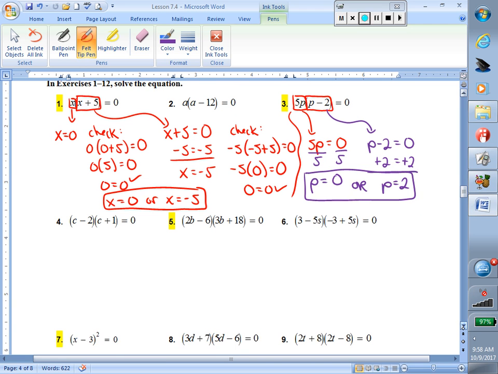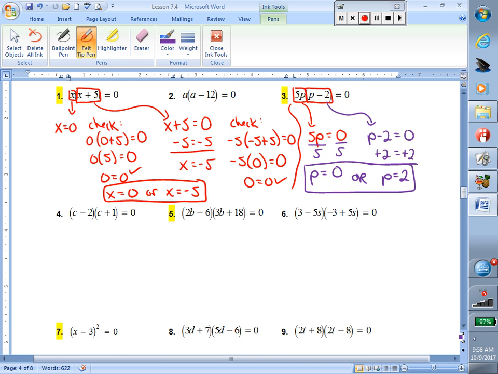Now the first few we've had some nice one-step little equations to solve. Now in number 5, we crank things up just a little bit. I'm multiplying 2b minus 6 times 3b plus 18. If I can get either of those binomials to equal 0, that entire left side will equal 0, and we have our solutions. So how can I get 2b minus 6 to equal 0? And then how can I get 3b plus 18 to equal 0? Go ahead and solve the little equations that result.